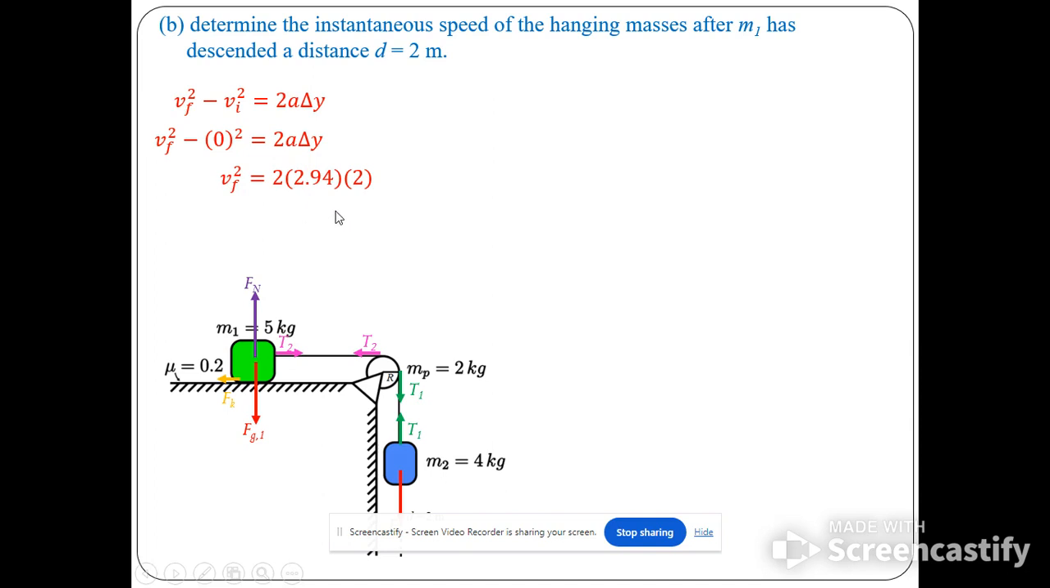And if you just do basic math here, calculator work, you get VF squared is equal to 11.76. But then to get rid of this square, you have to take the radical of the right side. So if you do that, V is going to be about 3.4, again, give or take a little bit of rounding. I'm not really too concerned with rounding. I'm just trying to teach you the physics part.